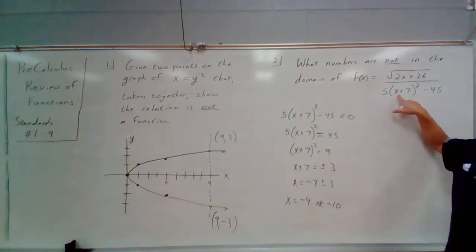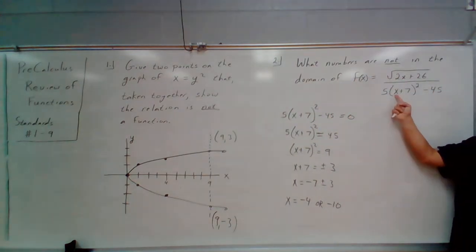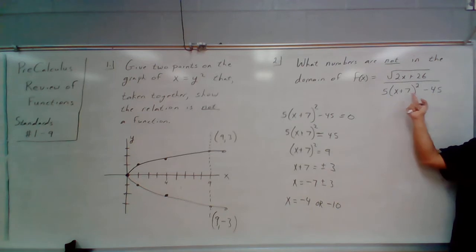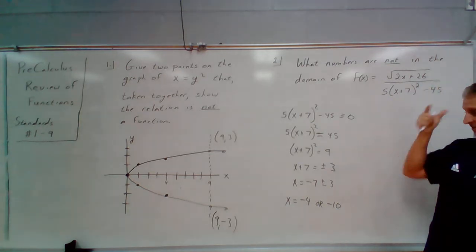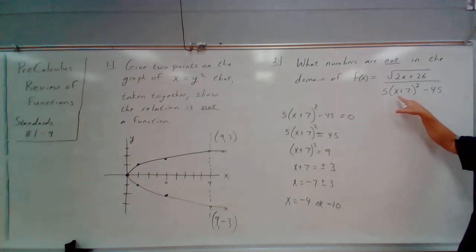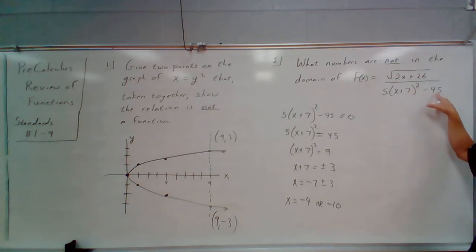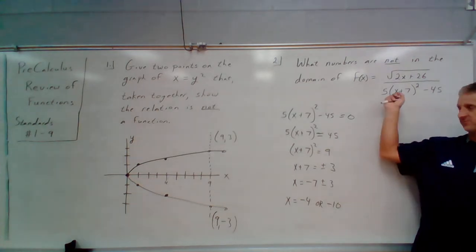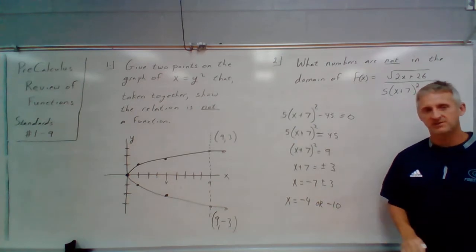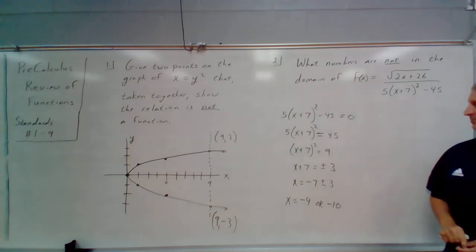If I put negative 4 into this function for x, negative 4 plus 7 is 3. 3 squared is 9. 5 times 9 is 45. 45 minus 45 gives me a 0 in the denominator. So negative 4 cannot be in the domain. Let's check negative 10. Negative 10 plus 7 is negative 3. Negative 3 squared is 9. 5 times 9 is 45. 45 minus 45 is 0. Negative 10 will cause me to have a 0 in the denominator. So negative 4 and negative 10 are not in the domain of that function.